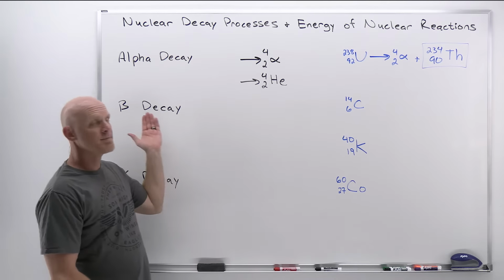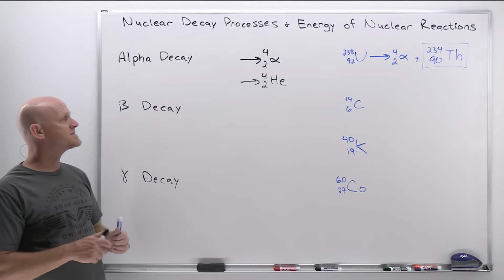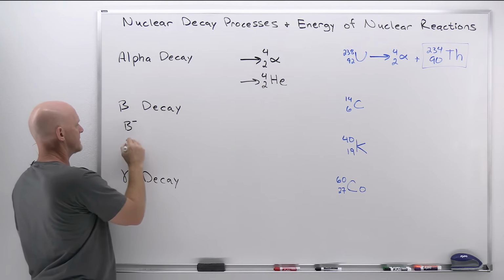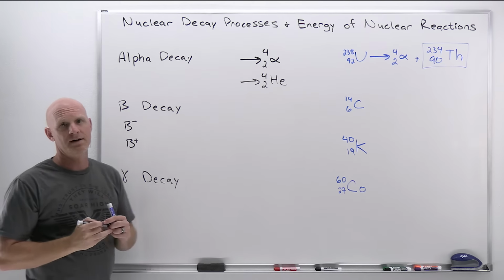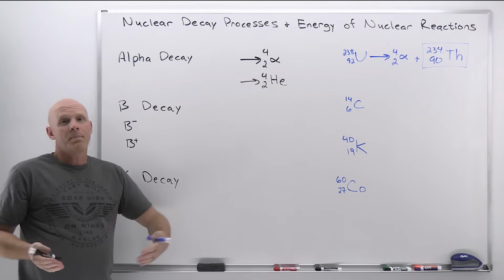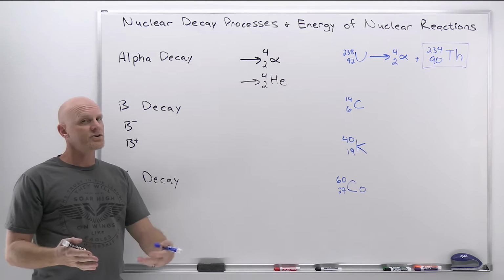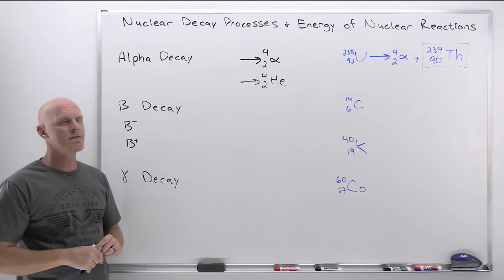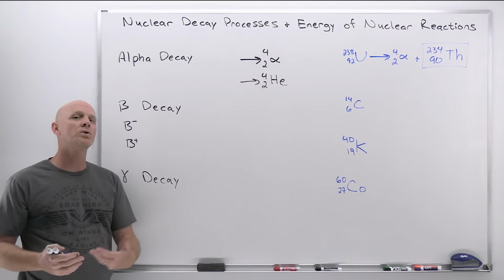Now we're going to move on to talking about beta decay. It turns out there are two different types of beta decay, and sometimes you'll see them written as beta minus and beta plus decay. A beta particle, simply put, is an electron, sort of. It could also be a positron, it turns out. And the positron is just the antiparticle of an electron.